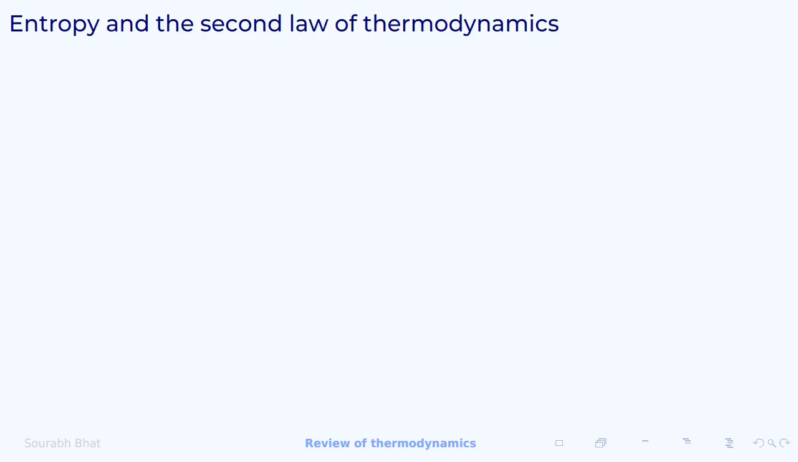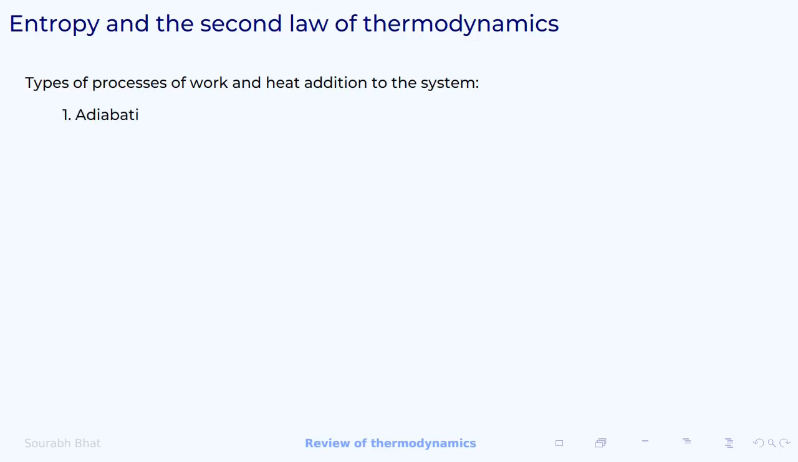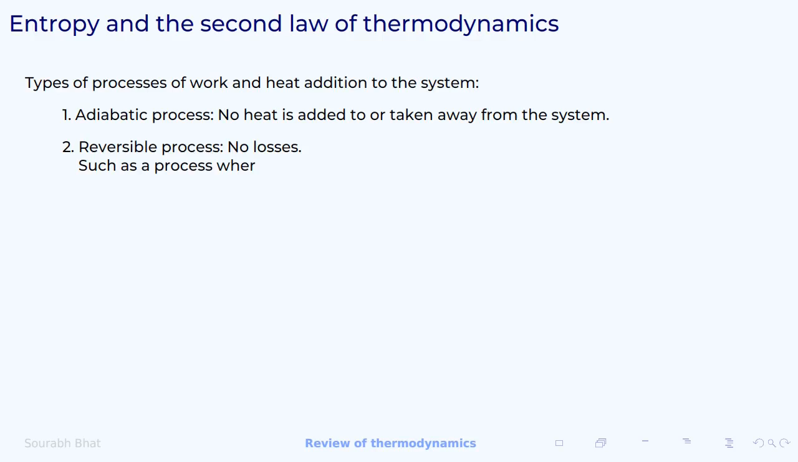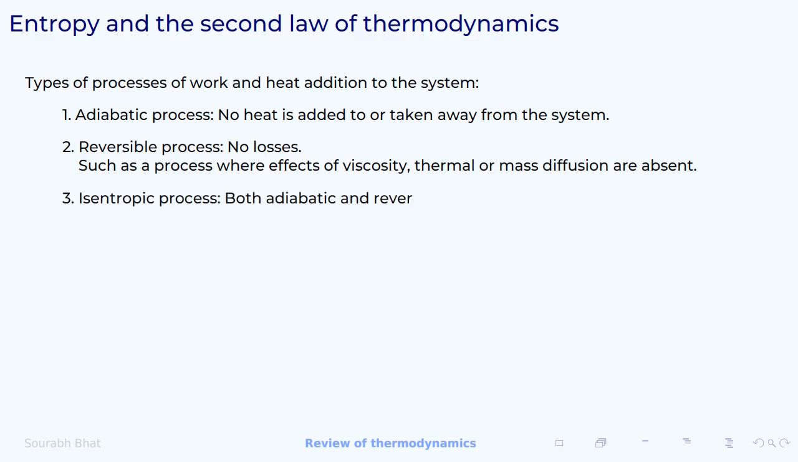Now let's review another important concept in thermodynamics, entropy, and how it relates to the second law of thermodynamics. The heat added to the system and the work done on the system can be done in many ways. We will primarily be concerned with three types of processes. Adiabatic process where no heat is added to or taken away from the system. Reversible process where there are no losses, such as a process where effects of energy dissipation are absent. And isentropic process, which is both adiabatic and reversible.